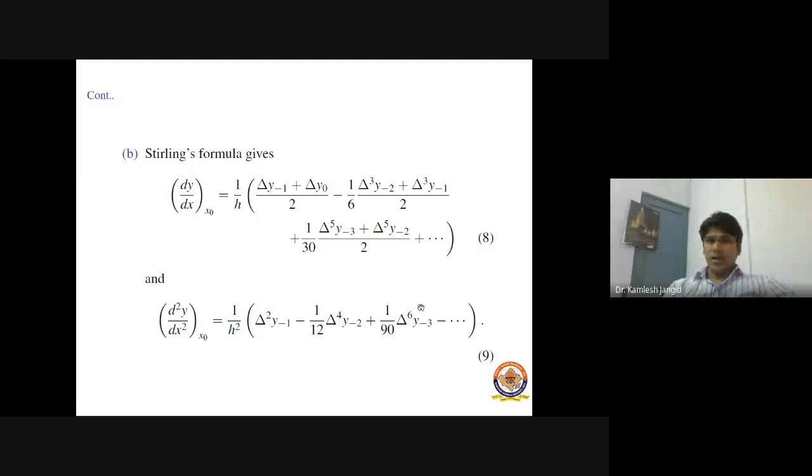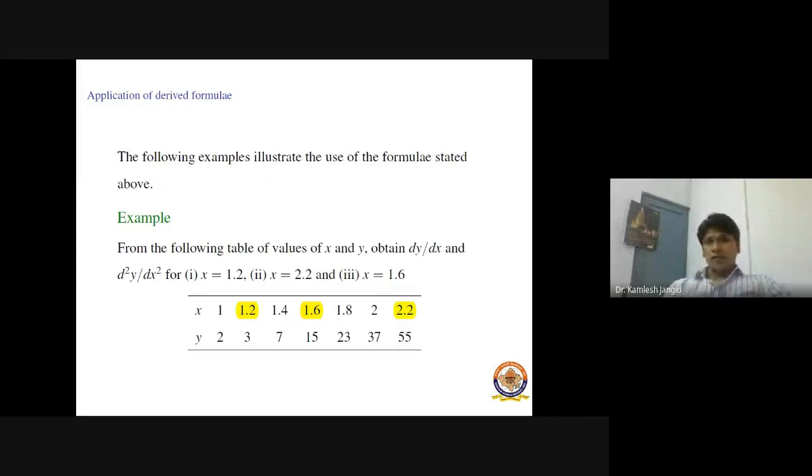Similarly, equation number 9 gives the second derivative at the center point x equals x0. Now, the following example illustrates the use of the formula stated above. It means that what we have read till now, its application is seen in this example.